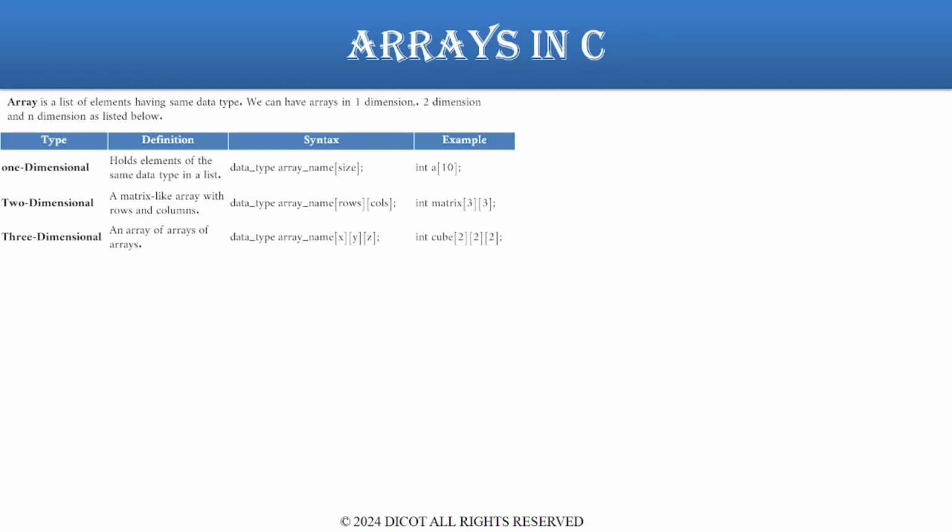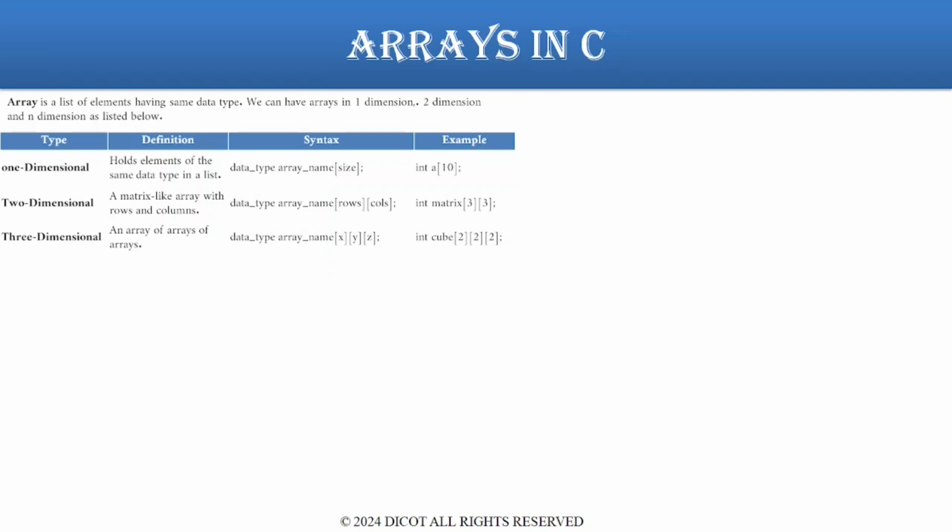Two-dimensional array: a matrix-like array with rows and columns. The syntax is data type, array name, followed by rows and columns, once again enclosed in square brackets. Example: matrix is a two-dimensional array of integer having 3 rows and 3 columns.